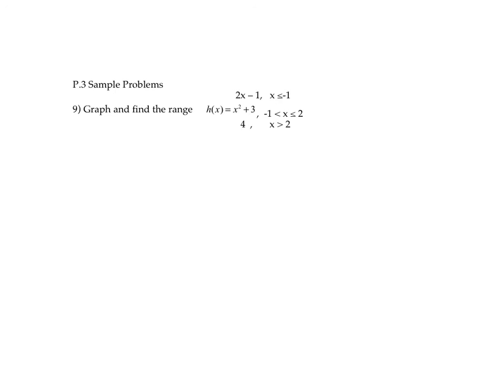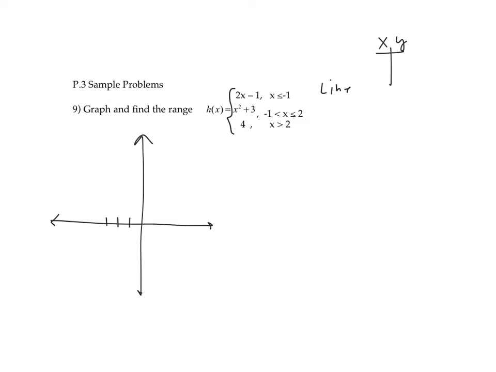Okay, and number 9, we have a piecewise function. So we're going to graph it and then identify the range. Okay, so the first part of this piecewise function is a line. And so if we go to where x equals -1, if I plug in -1, imagine you're making a table. If I plug in -1 for x, my output will be -3, because -1 times 2 is -2, minus 1 gives you -3.